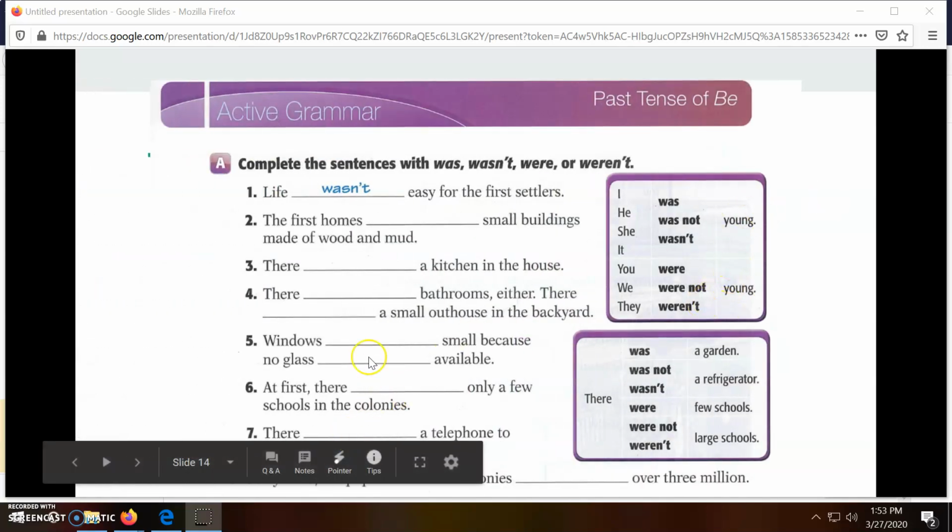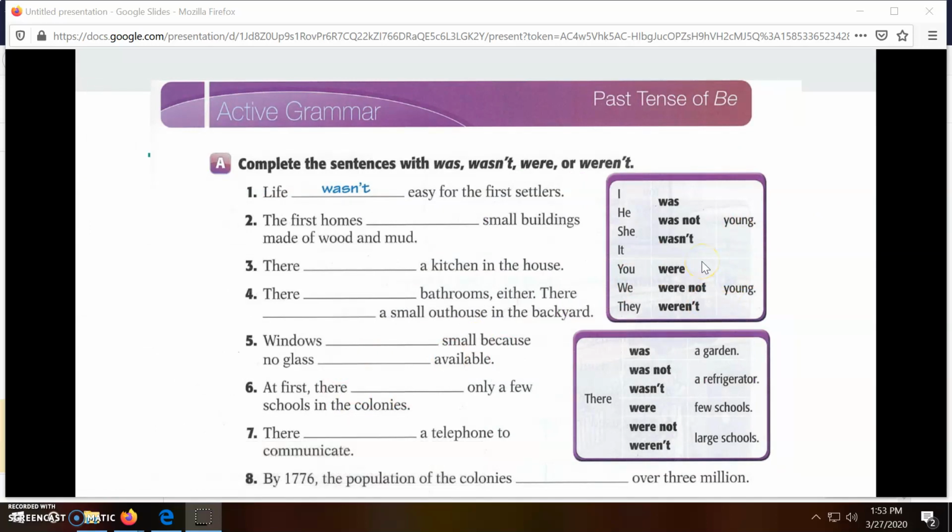All right. So our next activity has to do with the past tense of the verb to be. A verb to be has two forms, was and were, in the past. If it's an affirmative sentence, we use was or were. If it's a negative one, we use wasn't or weren't.